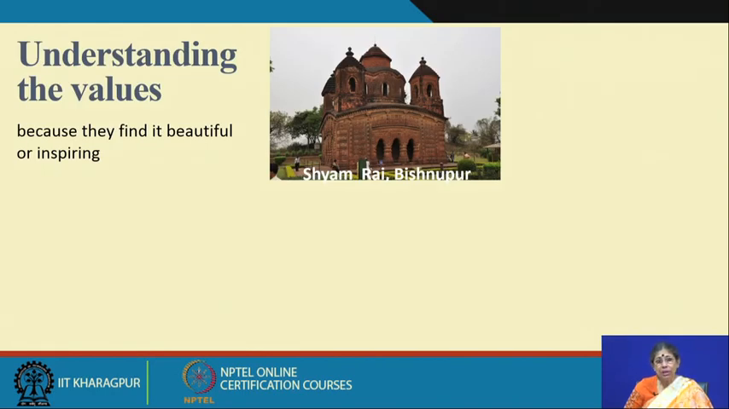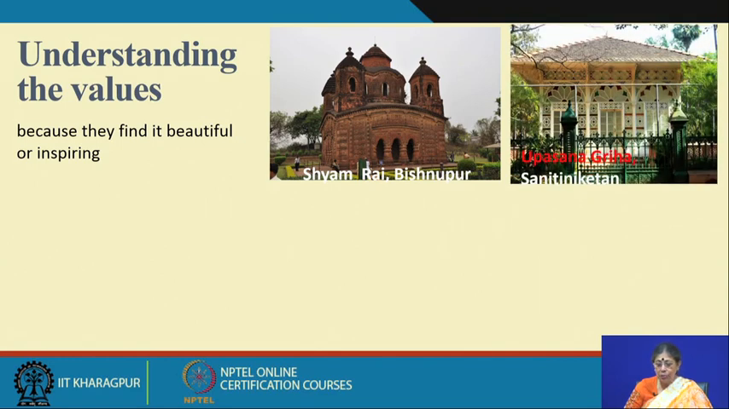Let us talk about some other structures which are widely known to be quite beautiful, and we will see what is the difference between the beautiful and the inspiring. This is Shamrai in Bishnupur, a terracotta temple. Very delicate carvings are there in terracotta, and it also has a narrative value because it talks about religious stories, the stories from our Puranas and mythology.